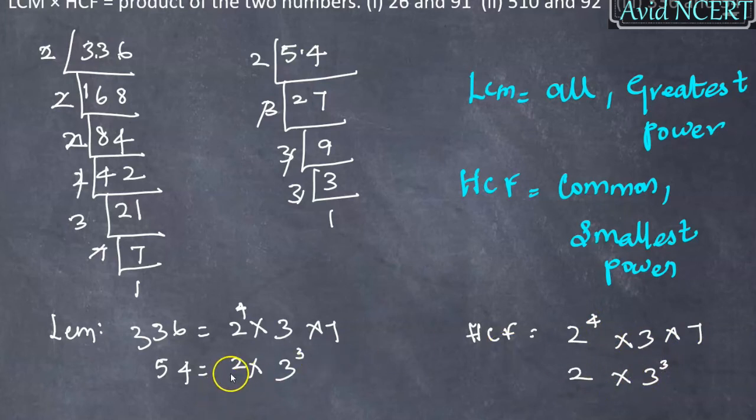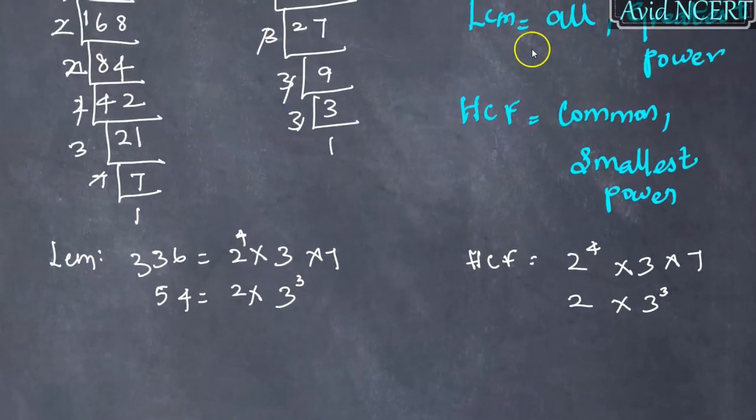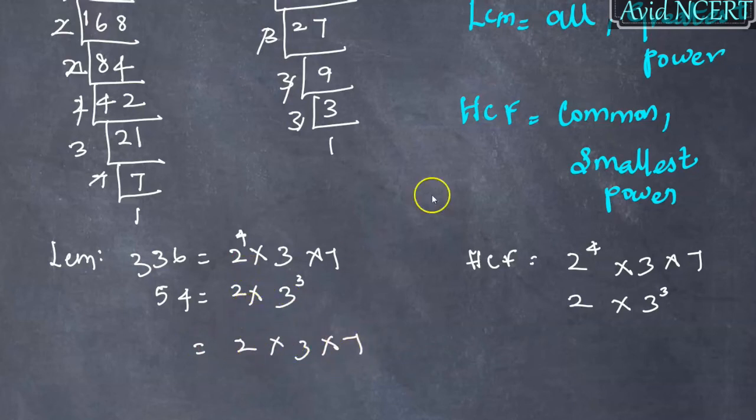So now, for LCM we have to consider all the factors. So what are the factors here? Here it is 2 into 3 into 7 and the greatest power for 2 is 4, the greatest power for 3 is 3 and for 7 it is 1. Whereas for HCF we have to consider only the common. So the common ones are 2 and 3. So 2 into 3 and the lowest power. For 2 the lowest power is 1 and for 3 it is 1.